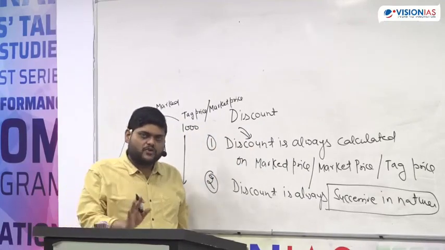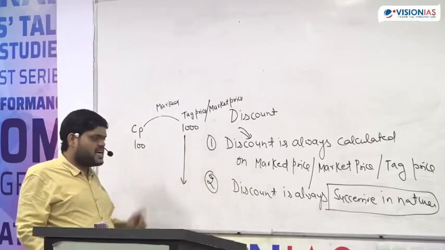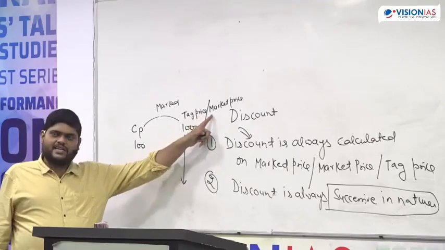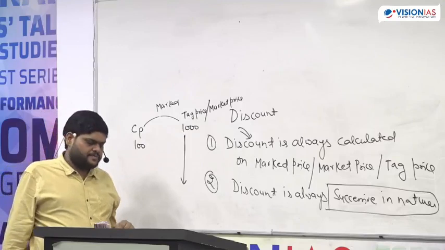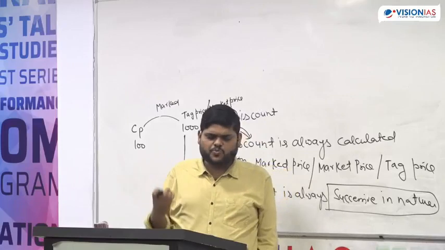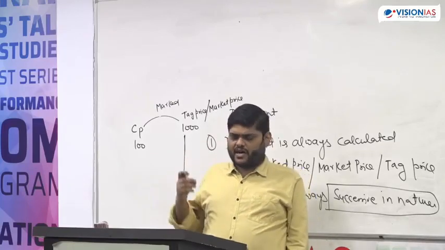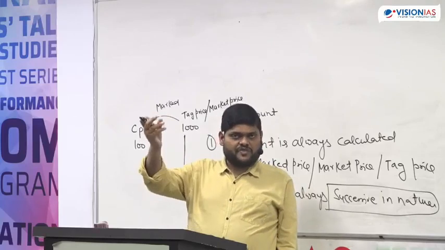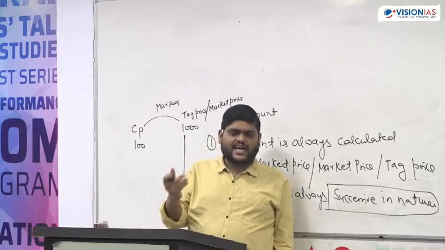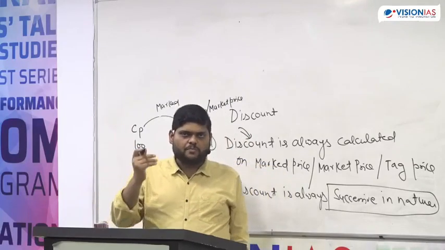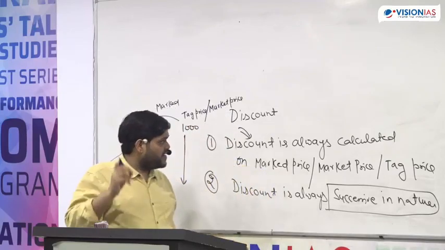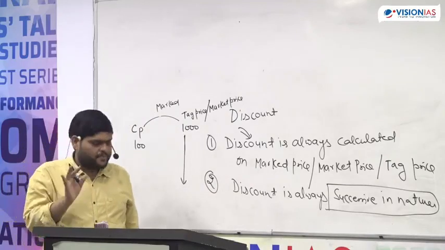So never get confused. Never give discount on a cost price. Never give discount on any other price. Always think about the market price or tag price. Suppose any question is given: the cost price of an article is 100 rupees, the mark price or market price is 500 rupees. If 50% discount is given, find the percent of profit. So never get confused, the discount is always given on a tag price. This is the first thing.